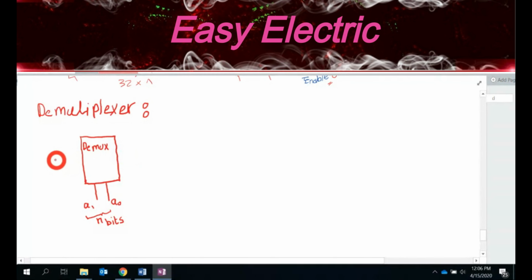In a Demux, it's the reverse of that. That means you just have 1 input all the time. So this is just 1. And the output is 2 power n. So for our case, n is 2, so 2 power 2 will be 4. So that means you could label these 0, 1, 2, and 3. Okay.